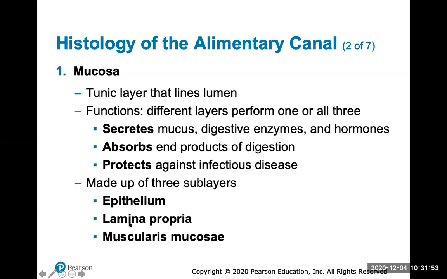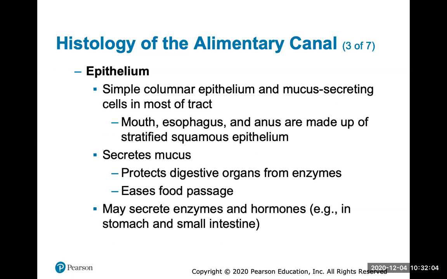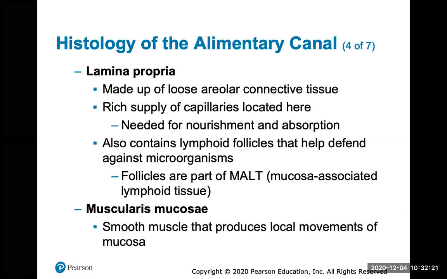And it's made up of these three layers, which isn't super important, but I want you to know that the mucosa is the innermost layer. So it's what all the foodstuffs will touch as they travel down the GI canal. This is the epithelium that makes it up. It's a mucus-secreting simple columnar epithelium. It secretes mucus to protect the digestive organs from enzymes and also ease food passage. It also could secrete enzymes and hormones if it's in the stomach and small intestine.